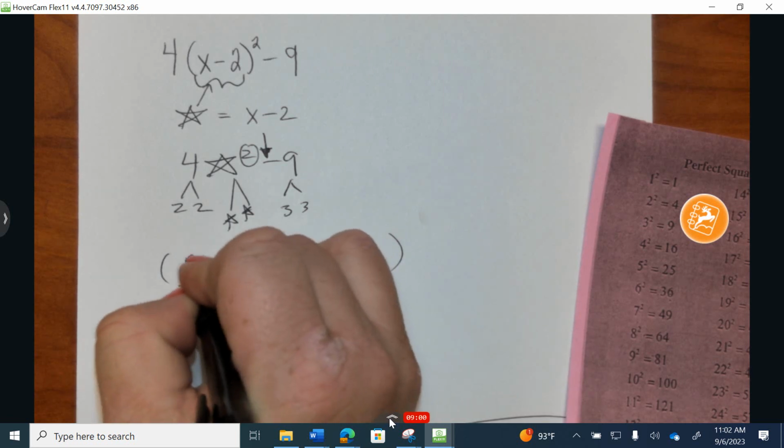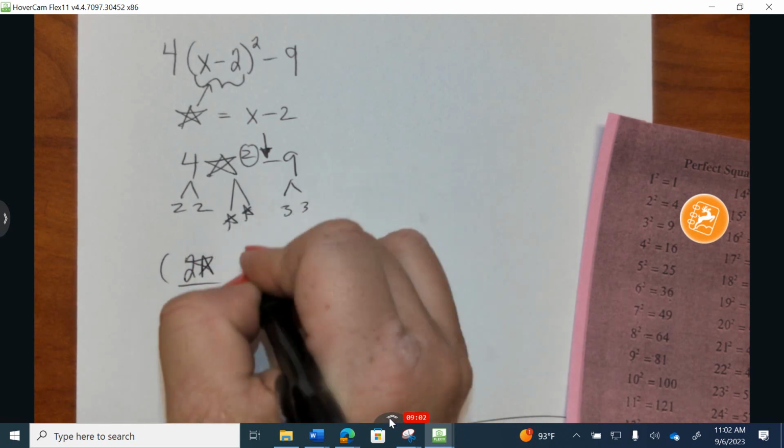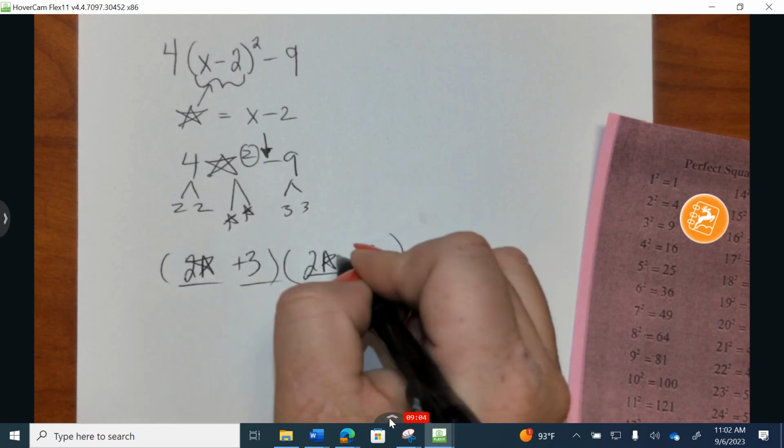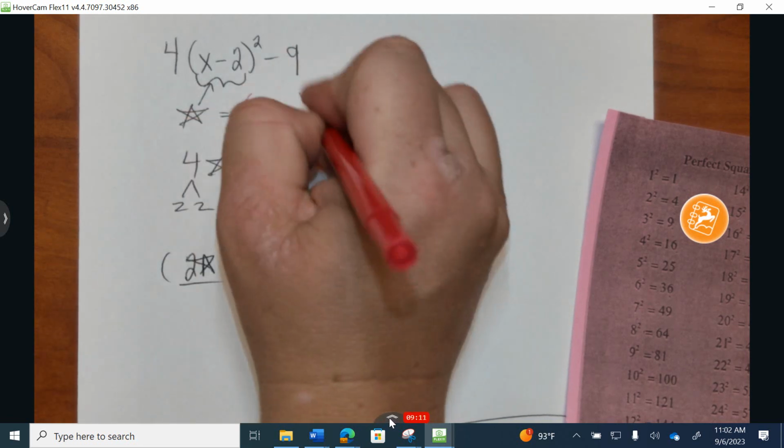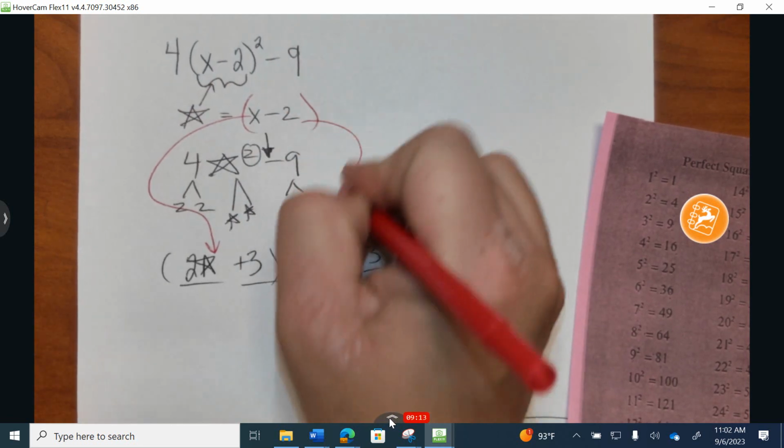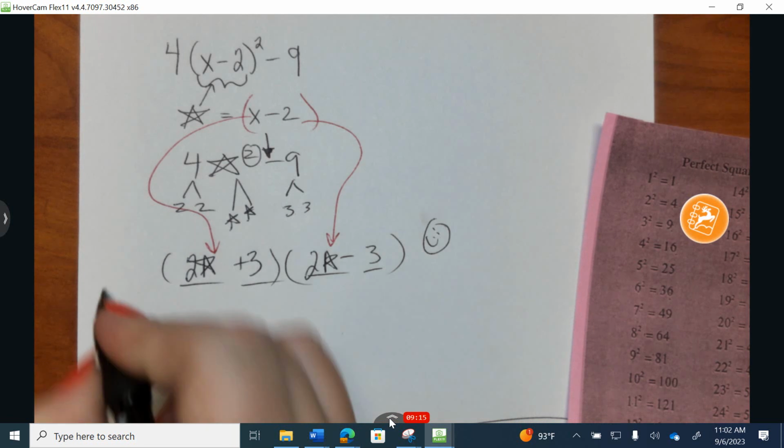So I have 2 stars in front. Okay, got it. 3's are in back. One is positive, one is negative. All that is good. But we don't have any stars in this problem. So what does star really equal? Star equals x minus 2. So I'm going to rewrite this.